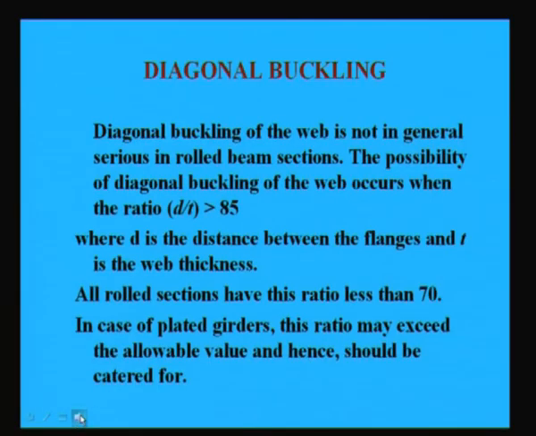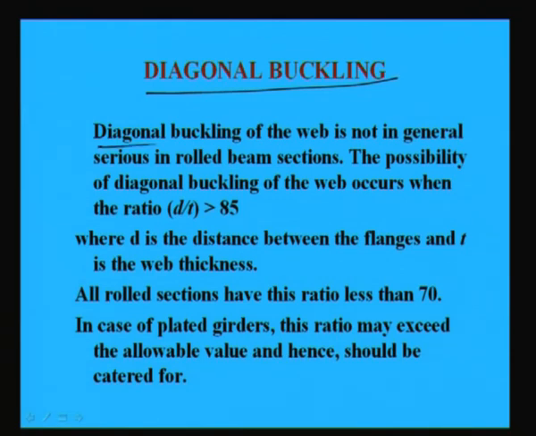So, slenderness ratio we have to find out across the depth, right, and then we can find out the allowable compressive load. The moment we can find out the allowable compressive load, then we can find out the allowable load, which can be taken care by the section itself. Now, another type of buckling we will discuss, which is called diagonal buckling, right.